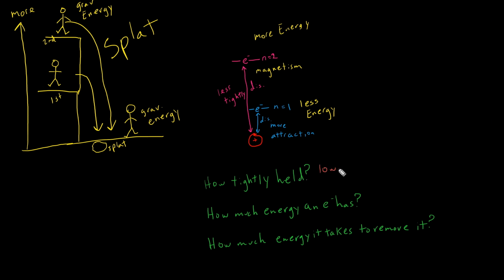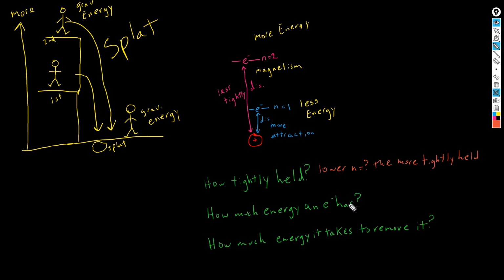The lower the energy level number, the more tightly held. Meaning as we go down, things are more tightly held. N equals 1 is more tightly held than N equals 2. N equals 3 is less tightly held than N equals 2. So the lower the energy level, the more tightly held the electron is.